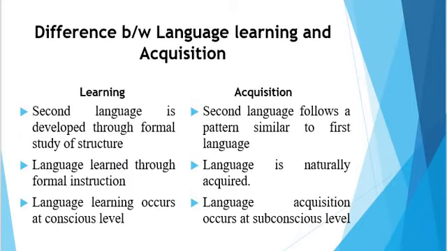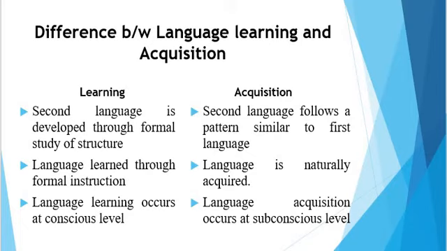Now we are going to discuss the difference between language learning and acquisition. Some people think that language learning and acquisition are the same thing. So let me tell you that both things are different. If we talk about learning, second language is developed through formal study of structure. Means we learn something in a formal structure. If we talk about acquisition in second language or English learning, it follows a pattern similar to the first language. Means if a student comes in the class and learns without a formal study or a formal structure of study, that is called his acquisition process.